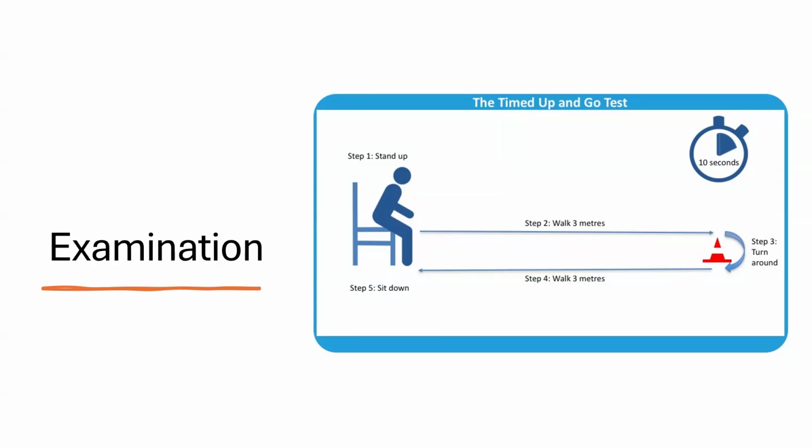So 10 seconds or less is normal. Whilst a score of 14 seconds or more has been shown to indicate a high risk of falls. There are also additions to this test. So you can do a timed up and go manual, where they do the walking while carrying a glass of water, or the timed up and go cognitive, where they are walking while counting backwards from an arbitrary number like 100.